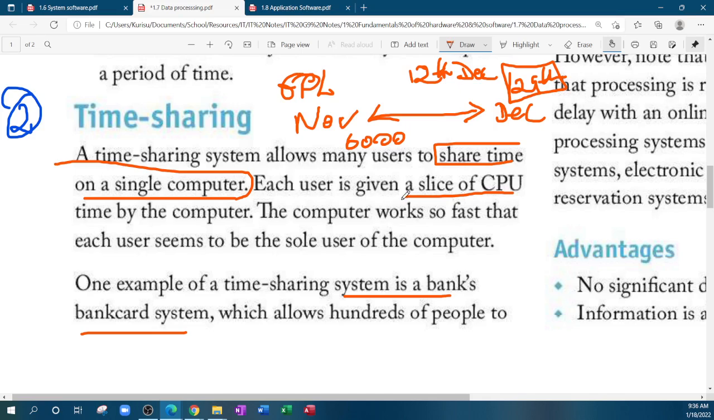Now, how can they use the system at the same time? Well, the CPU is so powerful that it can basically divide itself. And it could say, give me a second, let me try this.